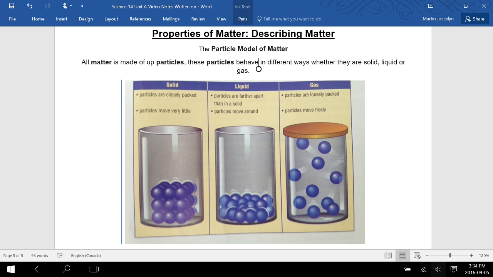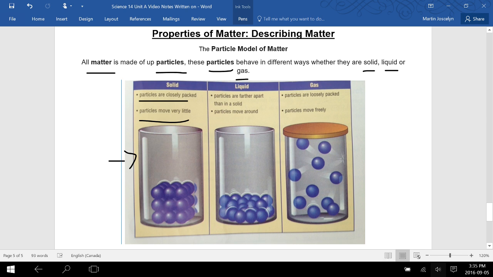So the particle model of matter states that all matter is made up of particles, and that these particles have different ways of behaving if they're in solid, liquid, or gas form. If we start with our solids, the particles are all closely packed together. So think of a desk or your cell phone or a table or a chair. Those particles are solid, so they don't move very much. They move very little.